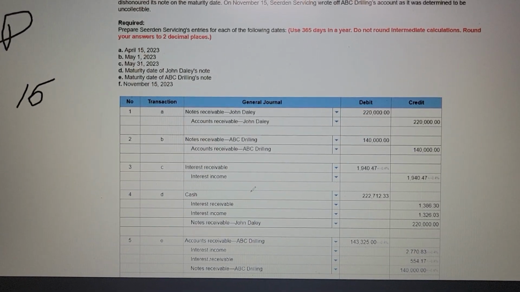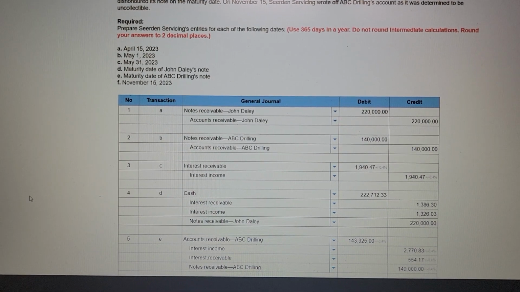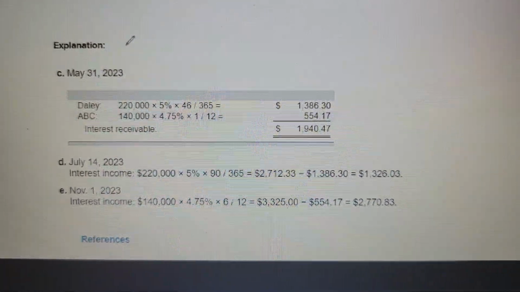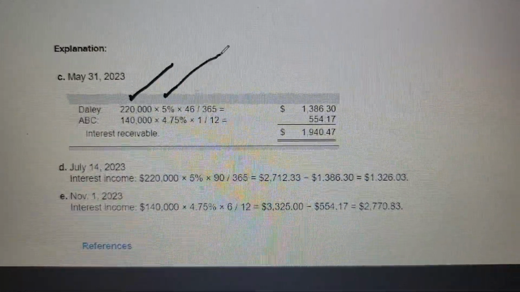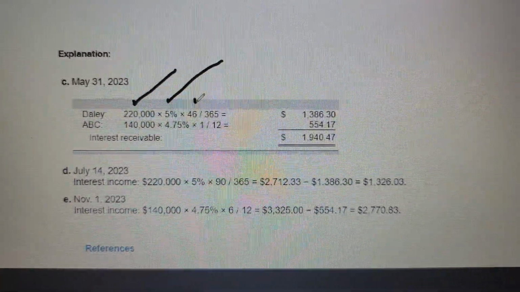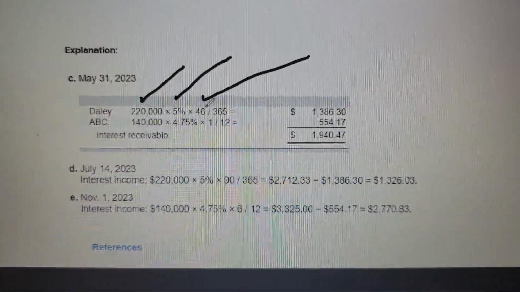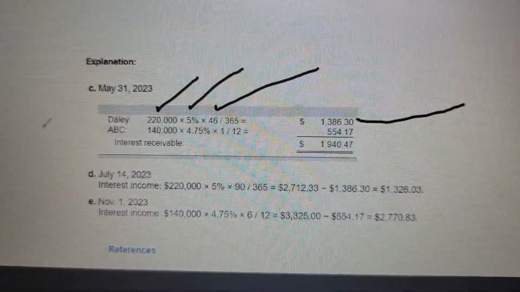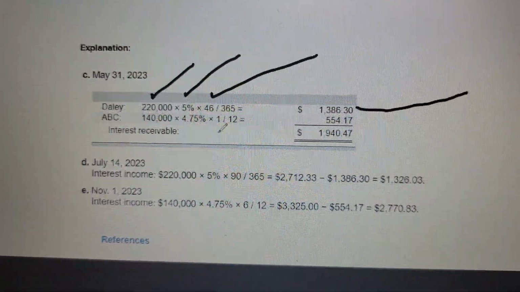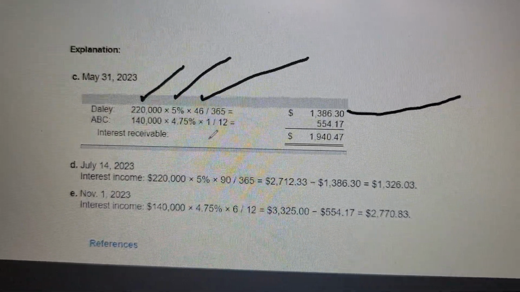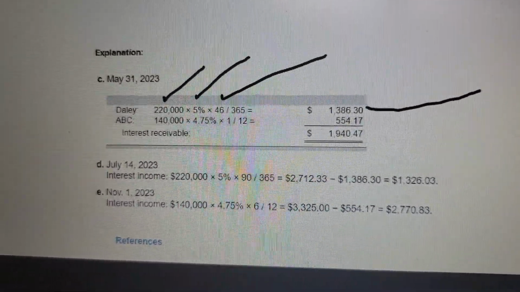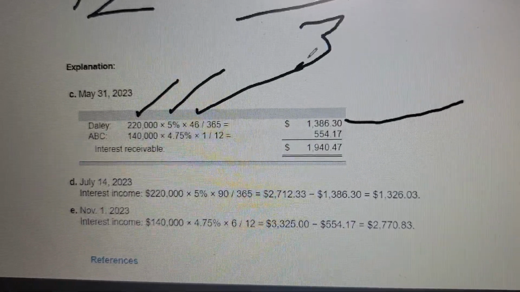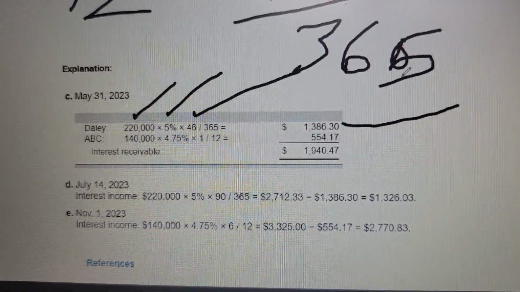Let's scroll down, let me show you this. See here? This is C. This is the first note, at 5% between April 15 and May 31st, 46 days. That's the interest of it. And then for the second one, which was issued on May 1st, see here, I mentioned yesterday, if it's a whole month, like May 1st to May 31st, do 1 over 12, that's more accurate than May's 31 days over 365. Only if it's a proper month, okay?